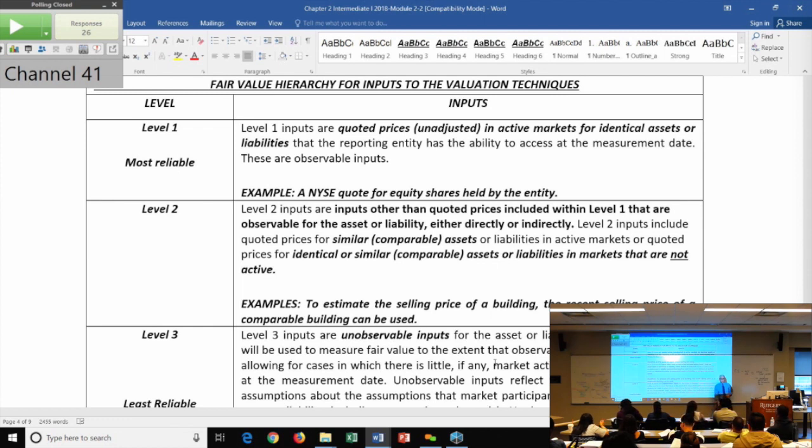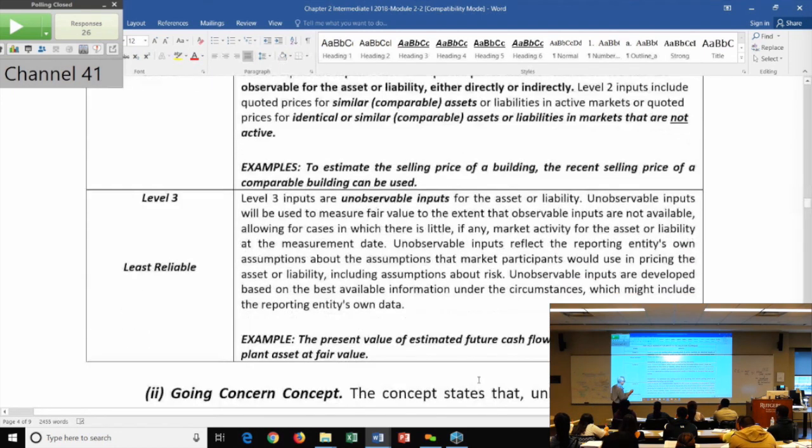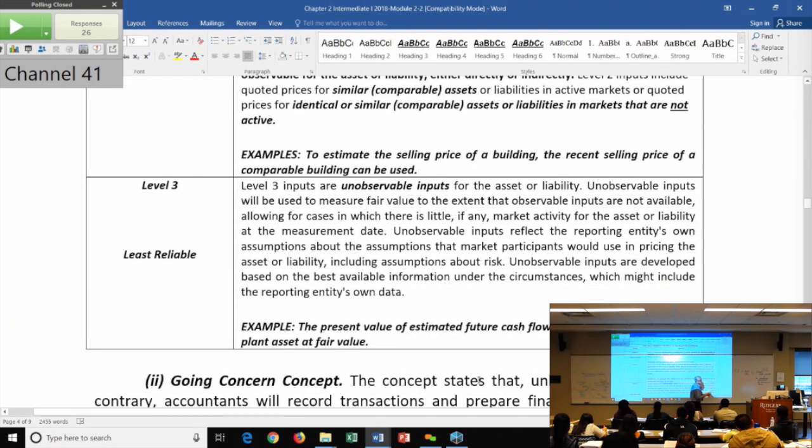Level 3 is the least reliable. A level 3 is an unobservable input based on management's models, discounted cash flow models or estimates of the asset's value. This is where you would not have a publicly traded security, you don't have a market for the asset. They're unobservable, and they are going to build in management's assumptions and judgment with respect to that asset. Those are the least reliable. And this would be something like valuing an asset at the present value of the expected cash flows.